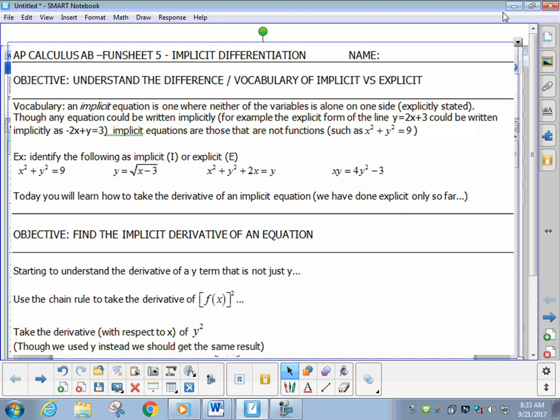So, for example, if I look at y equals 2x plus 3, y is isolated. It's by itself. It's explicitly stated y is this. It's an explicit equation. I could take that same equation, however, and put the x's and y's on the same side, and then what y is is kind of implied within, but not clearly stated. So this is what would be called an implicit equation, where y is not isolated.